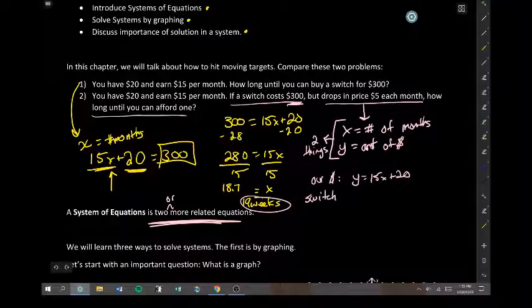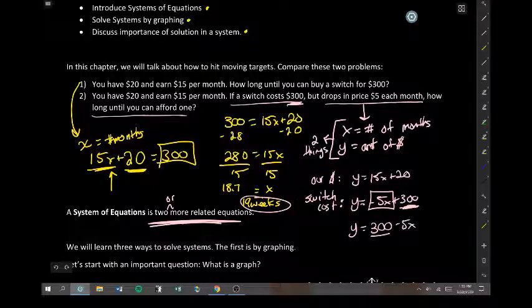The other equation, though, is the cost of buying the Switch. That is going to be y equals negative 5x plus 300. It starts at 300, but drops by 5 per month. Some books are getting in the habit of writing it like this, saying start at 300, drop by 5 per month. Either way is fine, doesn't matter. Just know that the one with your x attached to it, that's your slope. Okay, so we need to solve this system. We want to find how many months it takes for us to be able to buy the Switch, and also how much it'll cost if the price is dropping $5 per month.